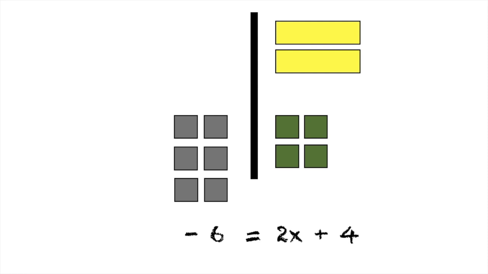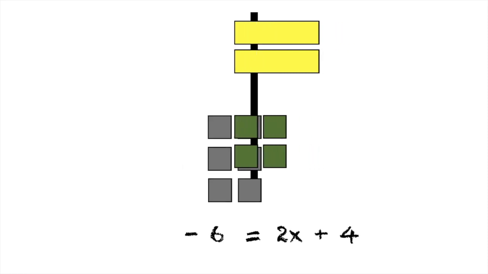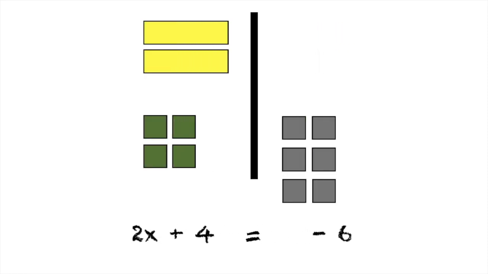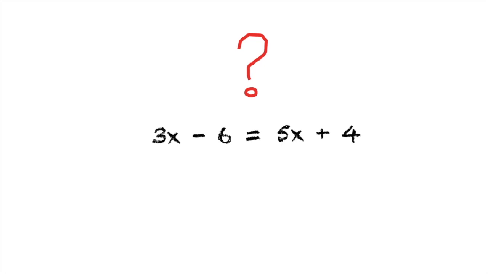If we wished, we could even write negative 6 is equal to 2x plus 4, or we can have 2x plus 4 is equal to negative 6. And then we can continue to solve. So what really is 3x minus 6 is equal to 5x plus 4? What's the value of our x?